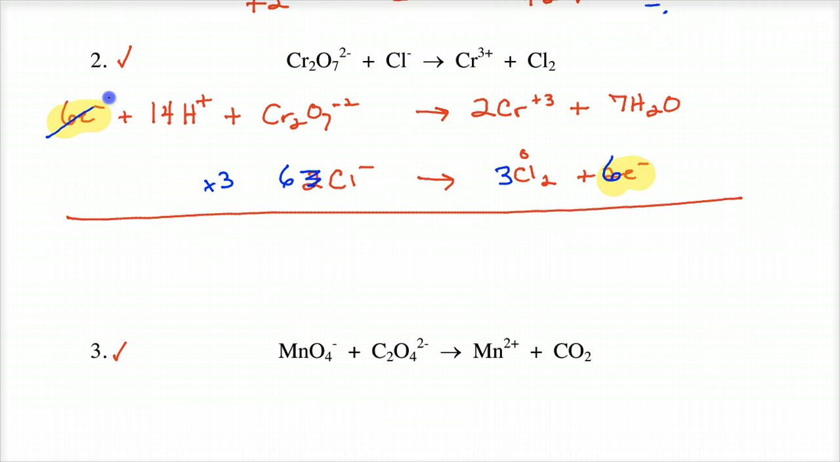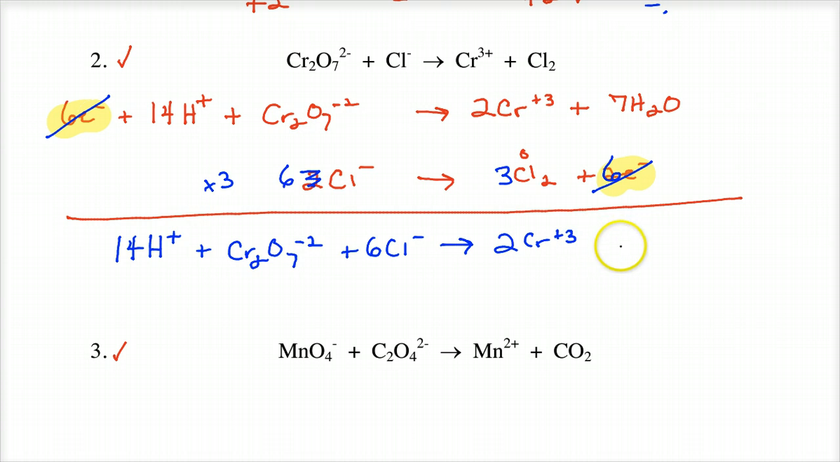Add everything together and cancel. There are 6 electrons, okay? There's no anything else I can cancel, so it becomes 14 protons plus your dichromate ion, just one, plus 6 chloride ions, gives you 2 chromium ions, plus 3 chlorines, and 7 waters. And that's the balanced redox reaction, net ion reaction, right? We're separating the ions if they're soluble.